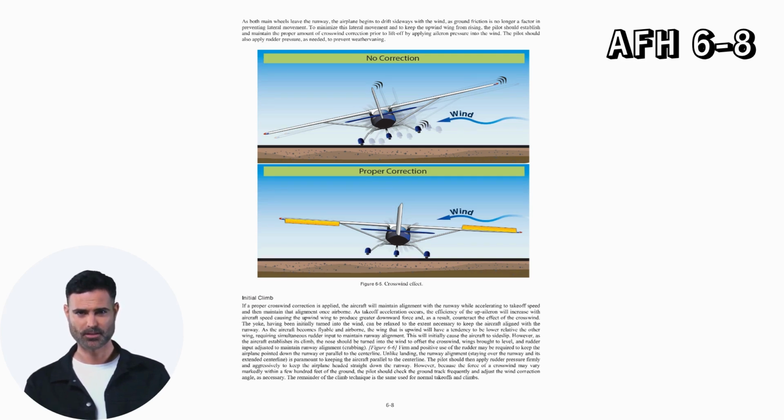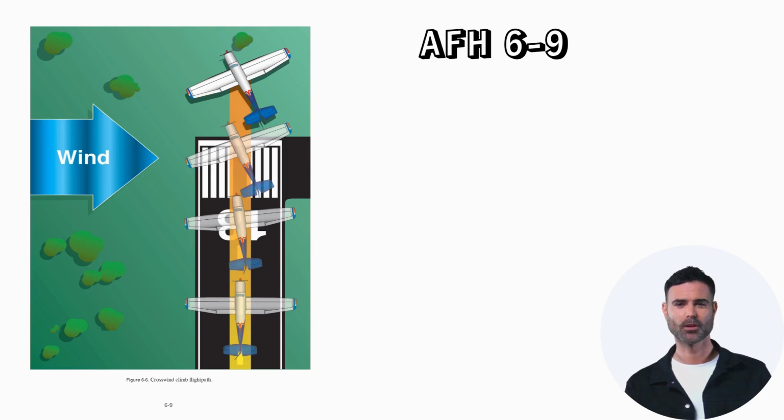However, because the force of a crosswind may vary markedly within a few hundred feet of the ground, the pilot should check the ground track frequently and adjust the wind correction angle as necessary. The remainder of the climb technique is the same used for normal takeoffs and climbs. Figure 6.6, Crosswind Climb Flight Path.